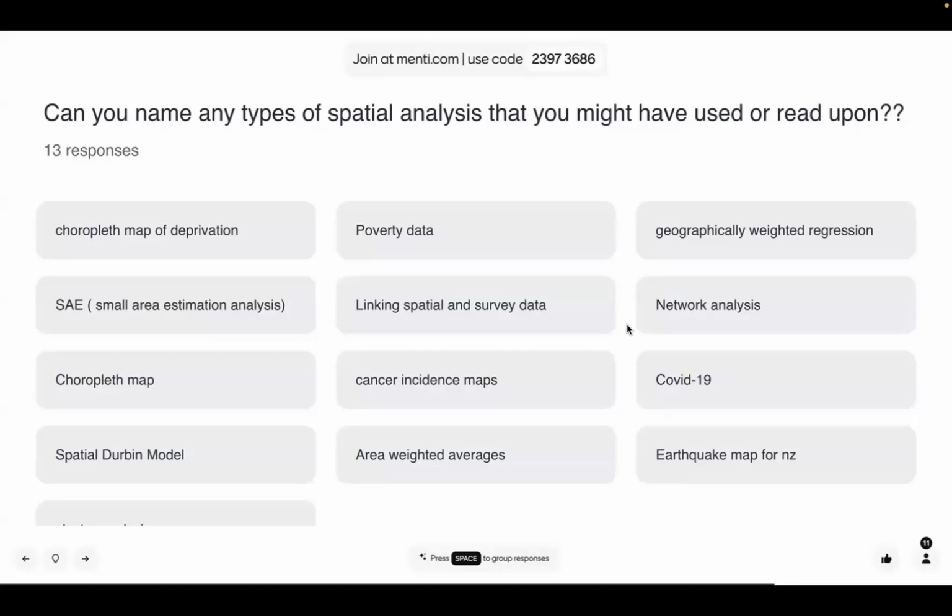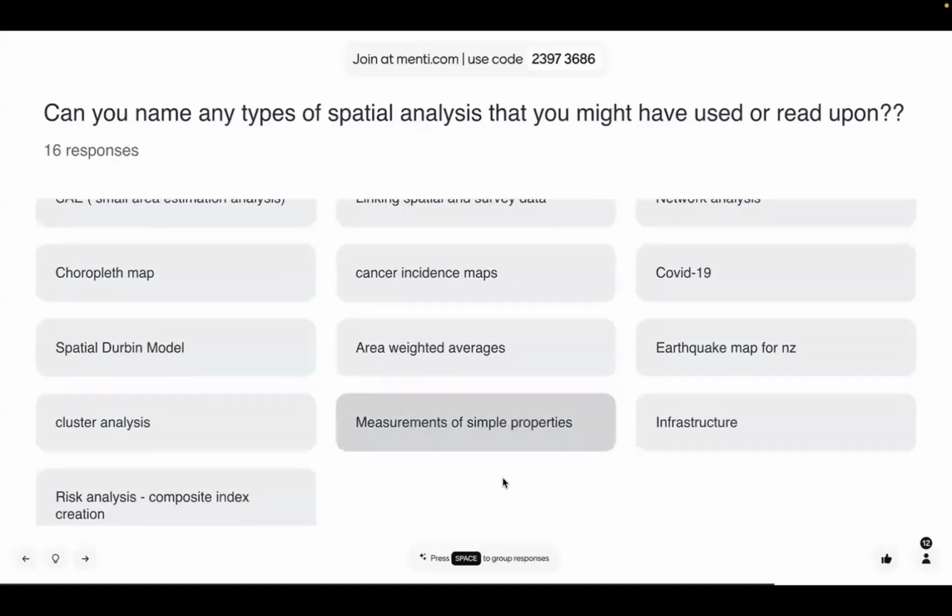Got geographic weighted regression. I believe that just takes non-stationary variables like demographic, right, and climate, and then models the local relationships between these predictors and an outcome of interest. Yeah, something like that. Great, there's loads of examples here.